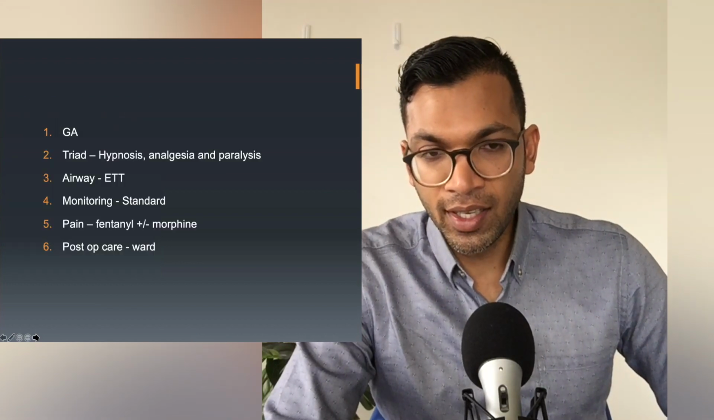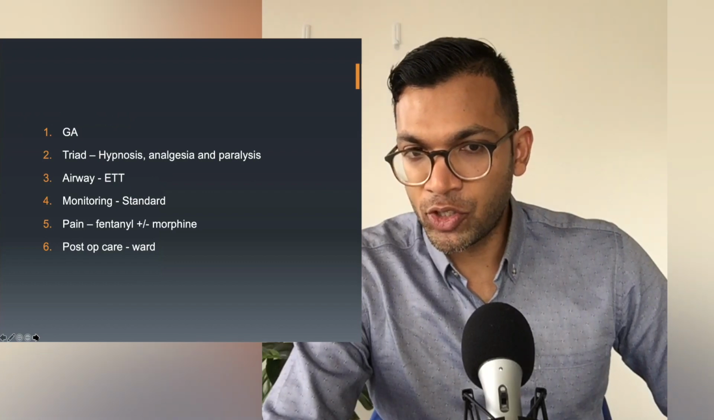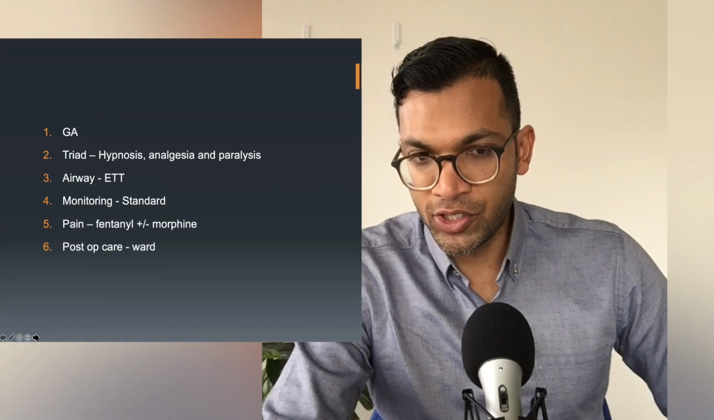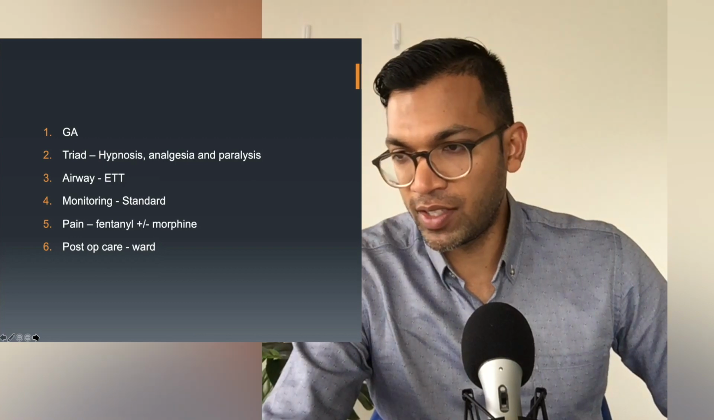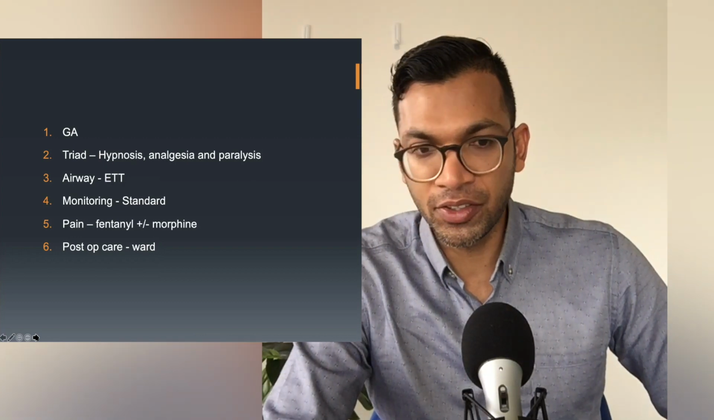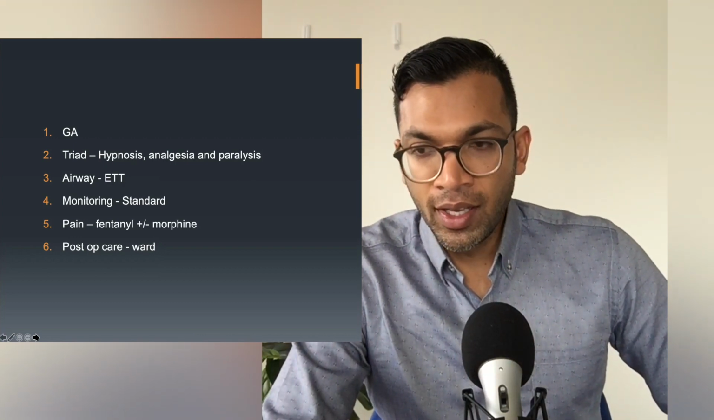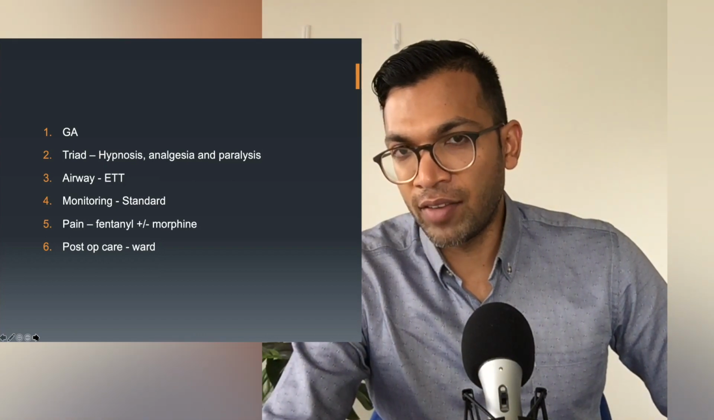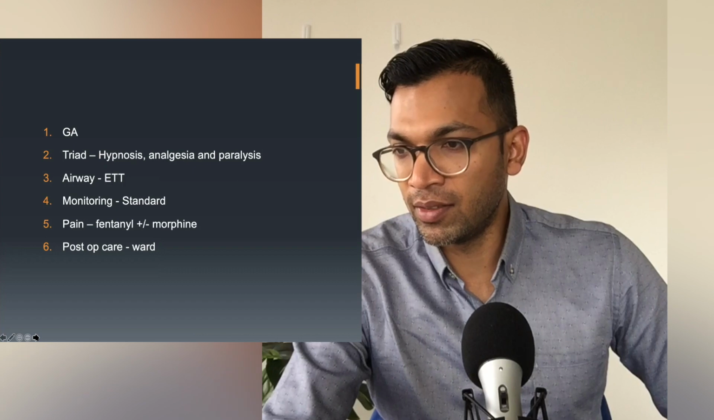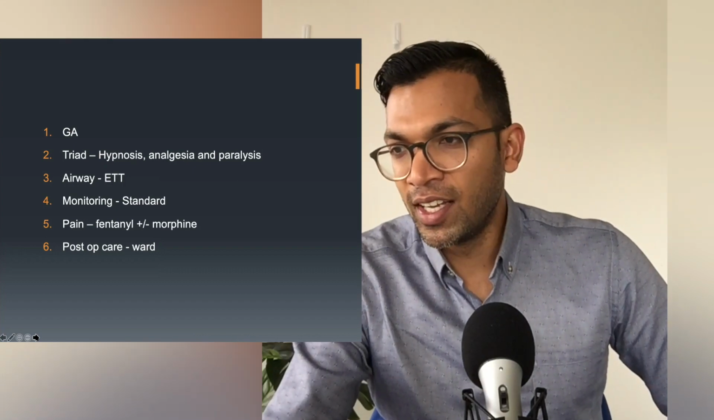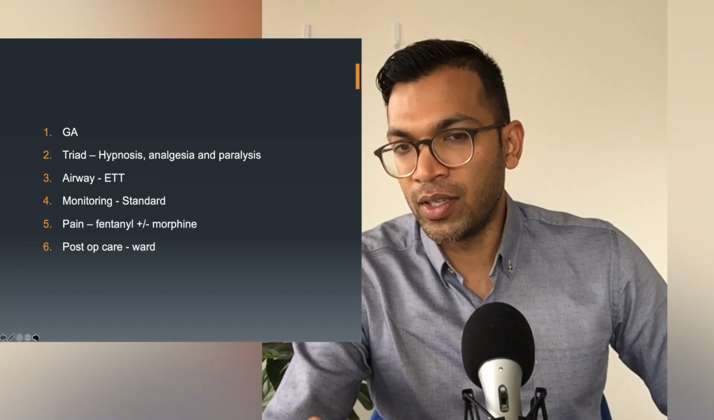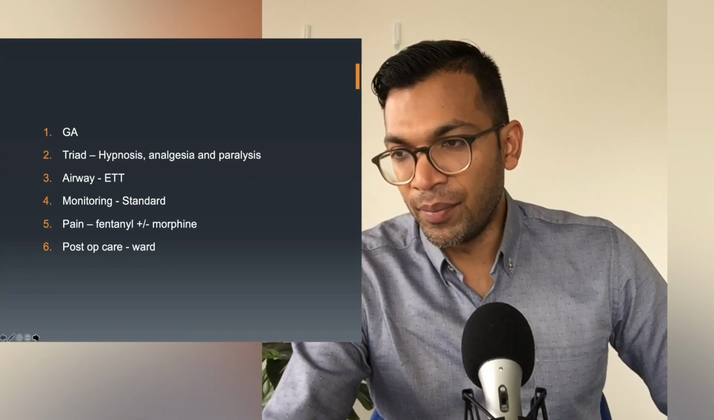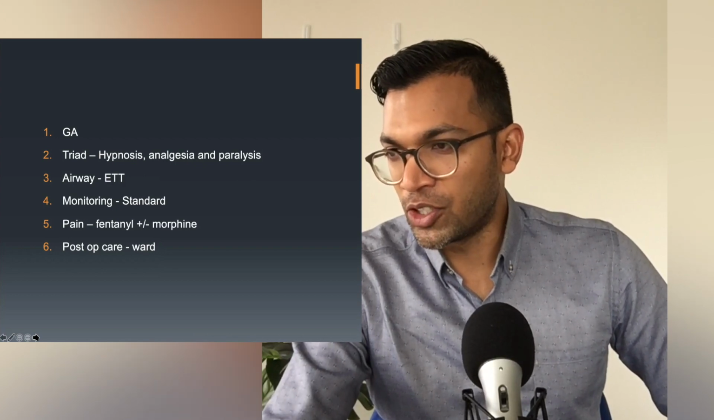Absolutely, that sounds great. So general anesthetic, you'd need all of the triad for this. Airway is a tube, monitoring standard, pain, just fentanyl plus or minus morphine, depending on how much fentanyl you give, post-op care in the ward. Very rarely, if you work with a fast surgeon, there's a bit of a rule. I've never done this case on an LMA, but in certain places with certain surgeons, some people rarely would do an LMA for these cases, but that's just not something you'd probably do in your training.